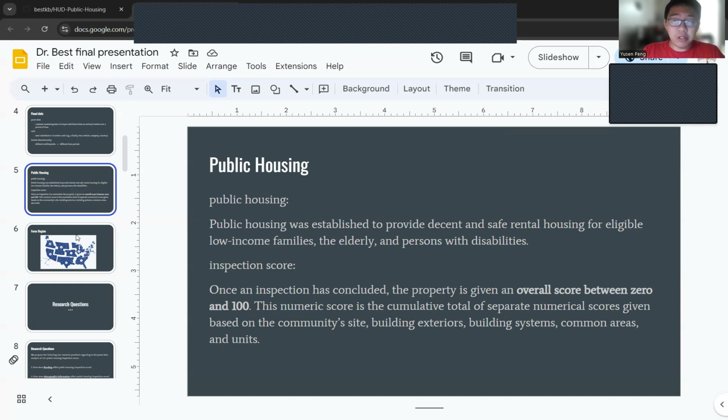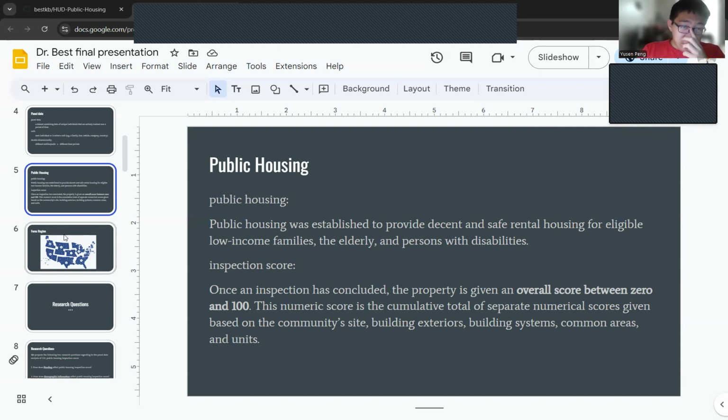whether it looks good or bad, and the building systems, the more functional part of the building, like the water, the heat, the gas, electricity, basic utilities, and so on and so forth. It's basically the internal systems. Then the common areas, the places where neighbors can share, and the units for each individual unit in the building.